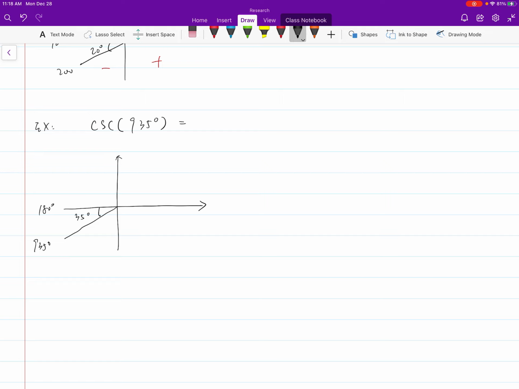So number 1, I find the reference angle is cosecant 35 degrees, which is 1 over sine 35 degrees. Positive or negative for cosecant, which is sine, it's going to be negative. Now, if you have a calculator, negative 1.74.